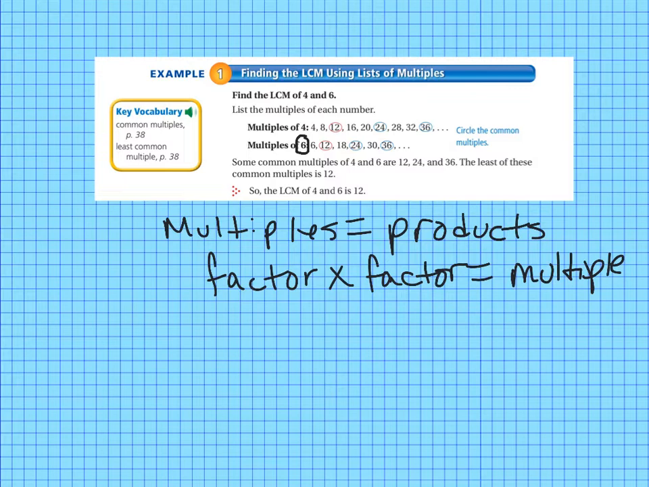And then you circle the common multiples. So you've got 36 and 24. And then they circled the least common multiple, the one that is in both lists of numbers, but is the lowest number. They circled that in red so that you would see it. So some common multiples of 4 and 6 are 12, 24, and 36. The least of these common multiples is 12. So the least common multiple of 4 and 6 is 12.